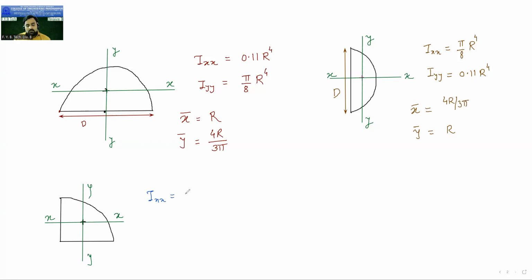The formula for this figure is Ixx is equal to 0.055 r raised to 4, and Iyy is also 0.055 r raised to 4. Okay. And its area will be pi r square by 4.